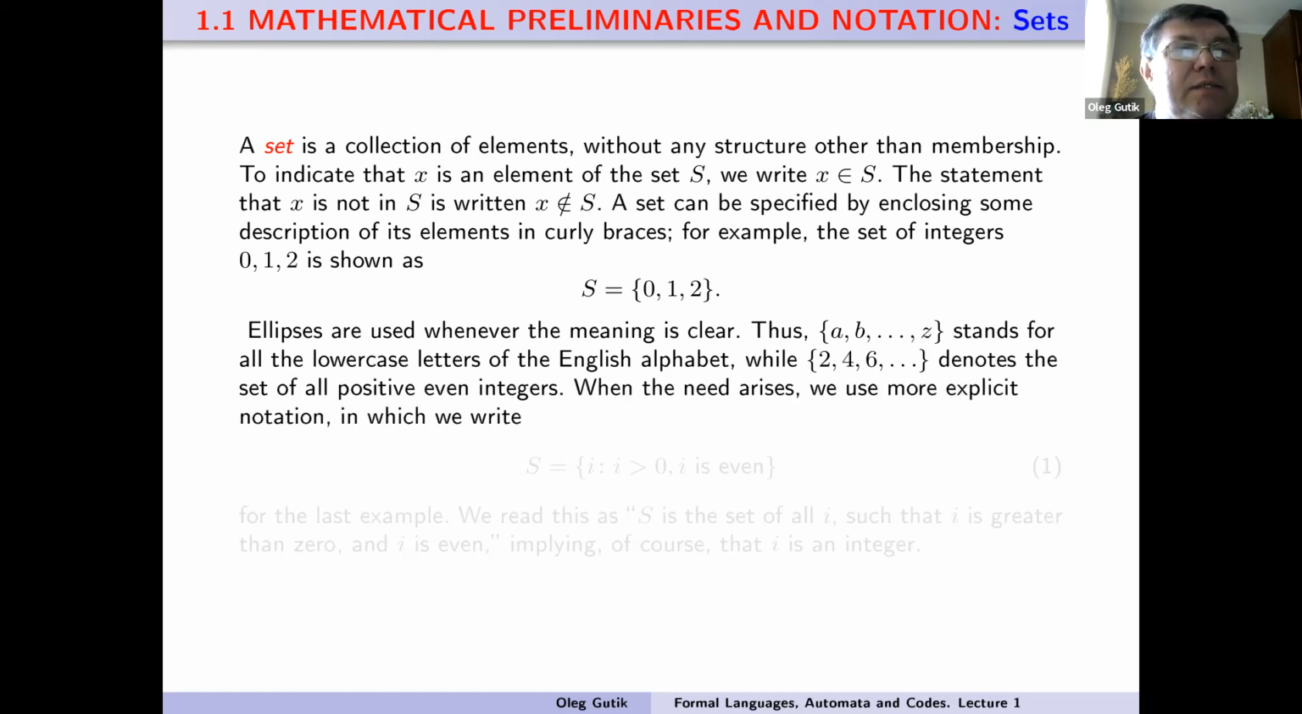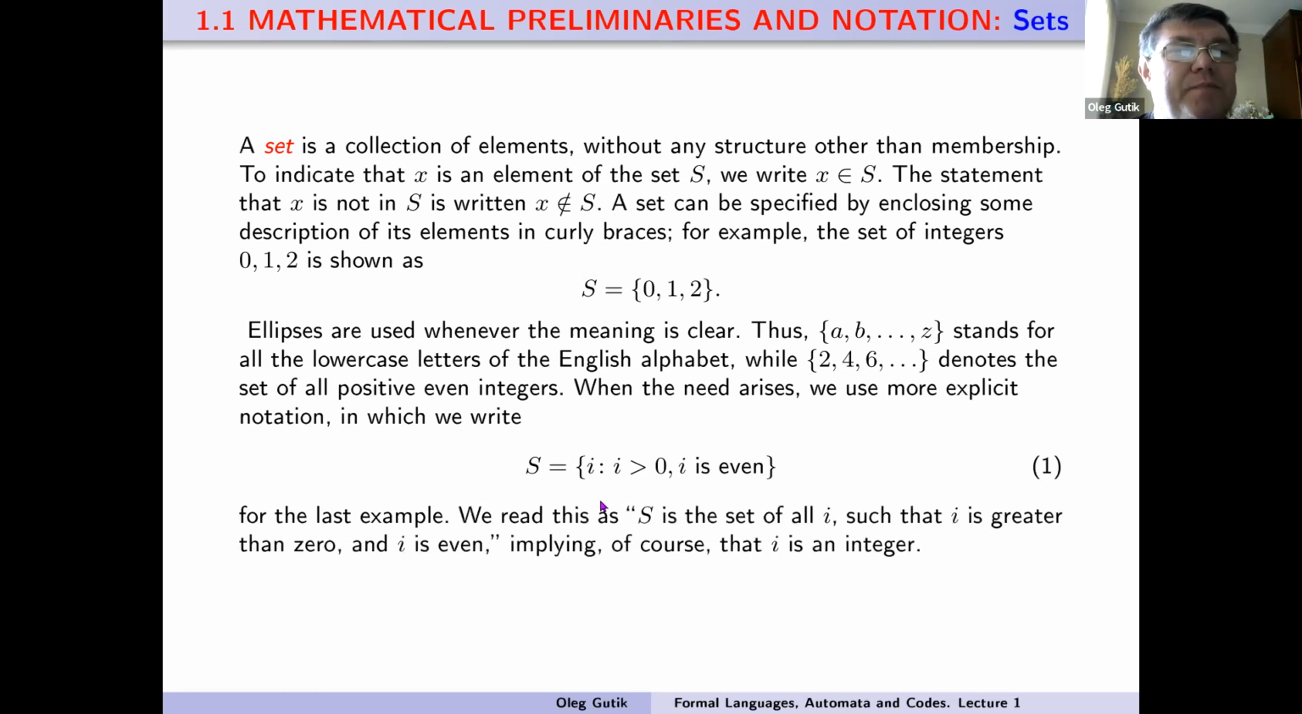When the need arises, we use a more explicit notation in which we write S = {i : i > 0 and i is even}. For the last example, we read this as: S is the set of all i's such that i is greater than 0 and i is even, implying, of course, that i is an integer.